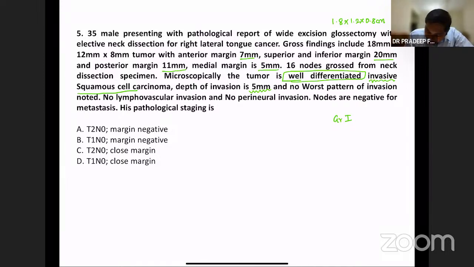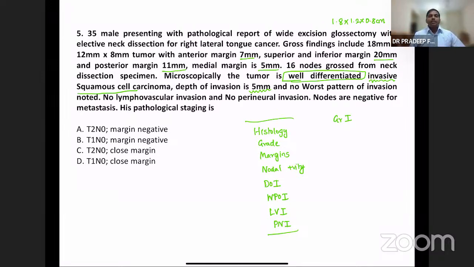So while reading the reports, you should note the histology, the grade, the margins, the nodal positivity, the depth of invasion, the worst pattern of invasion, lymphovascular invasion and perineural invasion by the tumor cells. All these will be reported in the pathology according to the protocol to decide on the adjuvant management. Okay, so based on this, the pathological staging is.